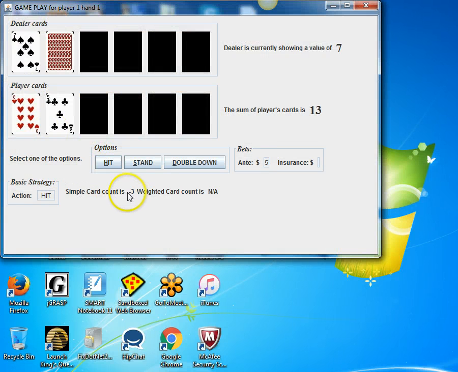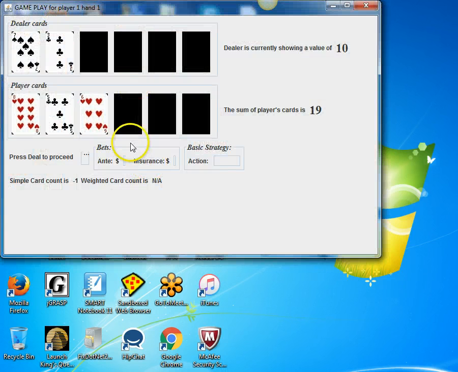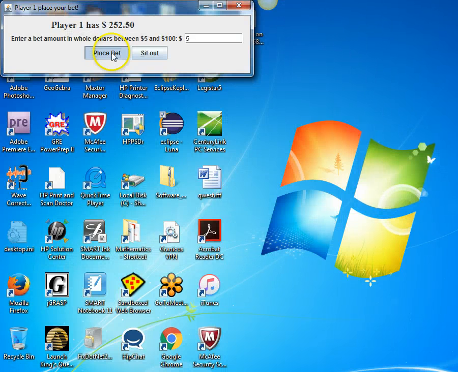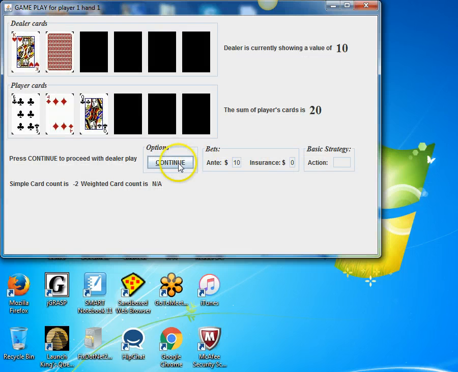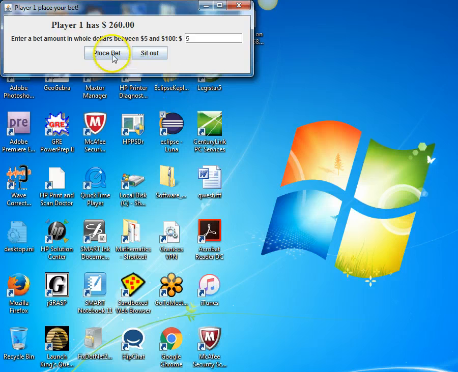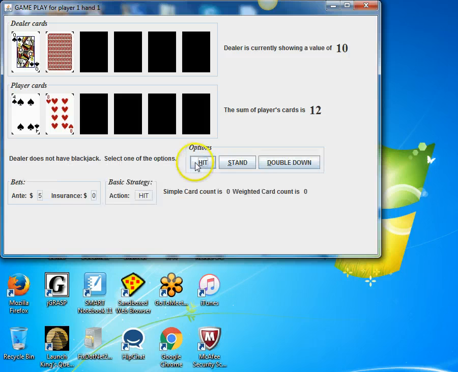So here you can see the count is never going positive. Maybe it might as we get closer to the end of the deck. Where are we at? We're still at a -2. 10 against a 10. Let's double down, even though we shouldn't have done that. And hey, we won. Alright, so the card count ended back at 0, and now we're at the end of the shoe, and it gives you an option to shuffle. So you shuffle, now we're dealing with a new shoe, and we're back down to 0. Okay, and so you get the idea.